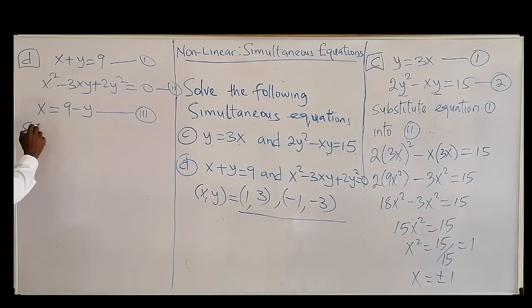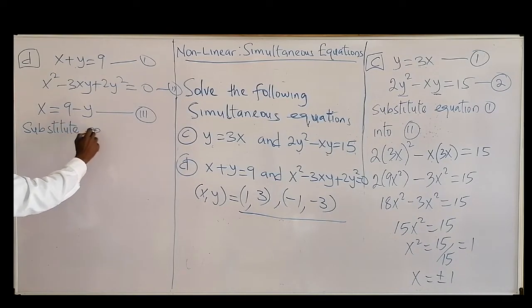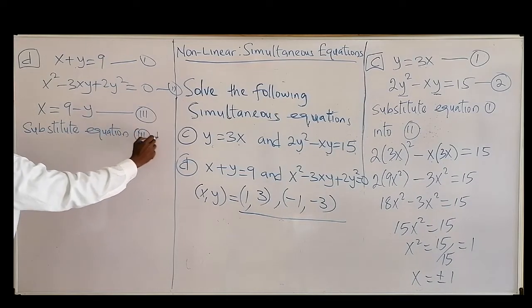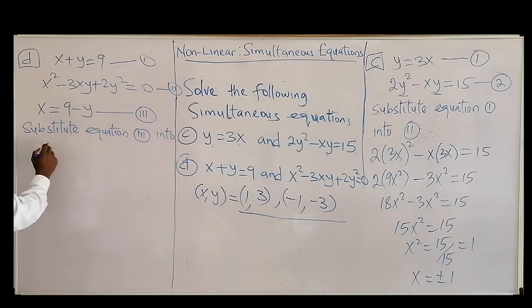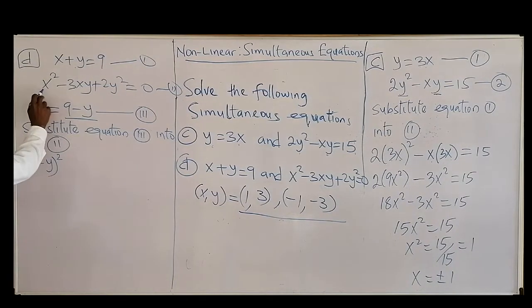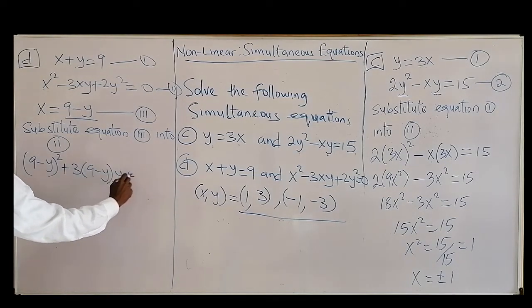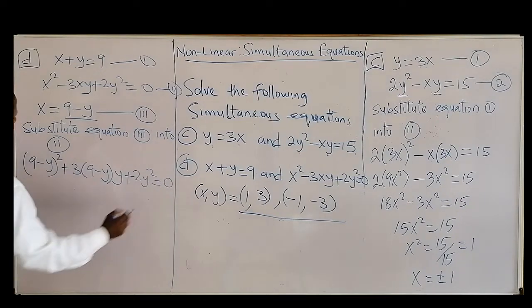Then substitute equation 3 into equation 2. Anywhere you see x, you put this expression there. So that will be equal to 9 minus y all squared, then plus 3 into bracket 9 minus y, then plus 2y squared equal to 0.